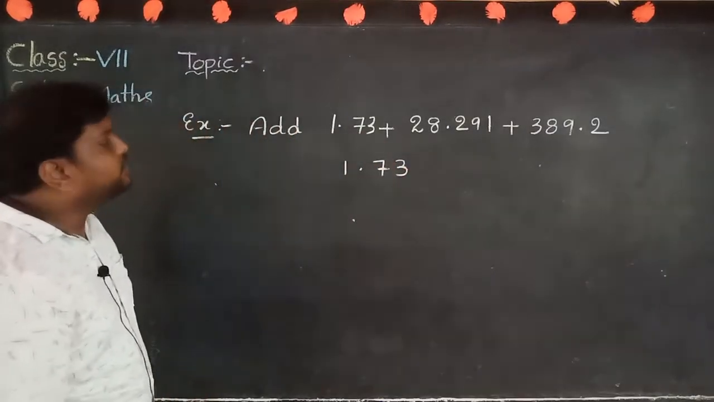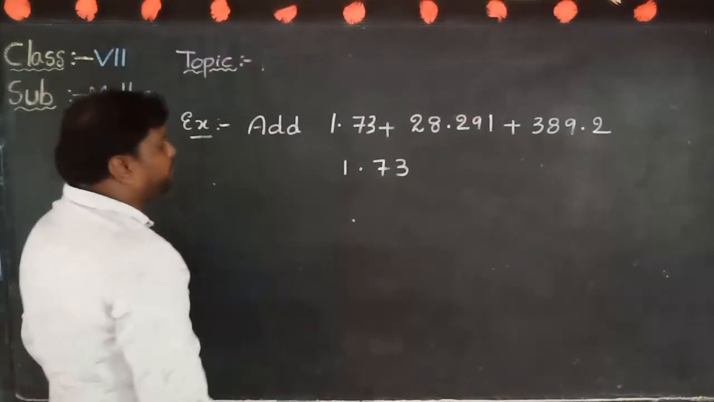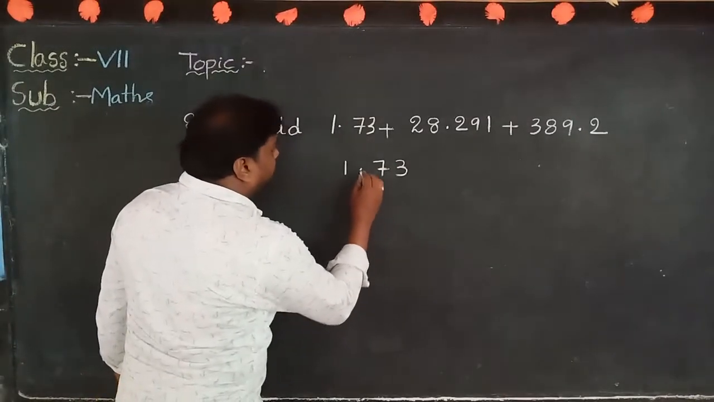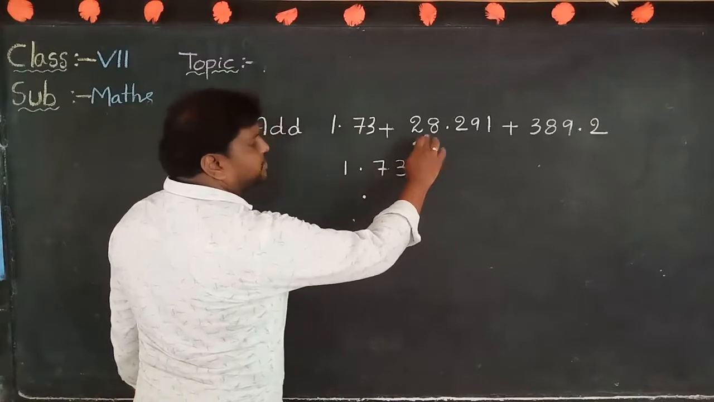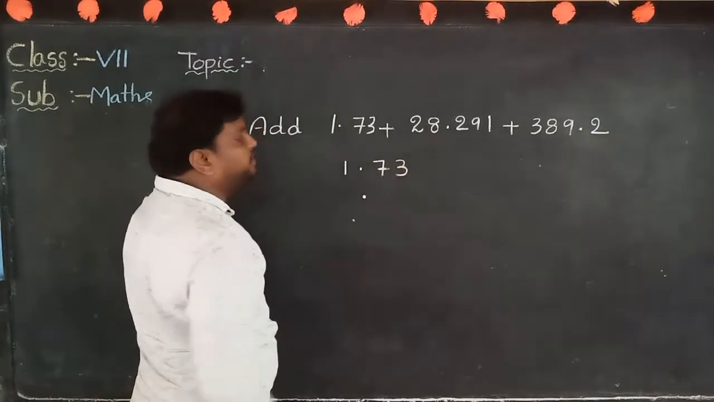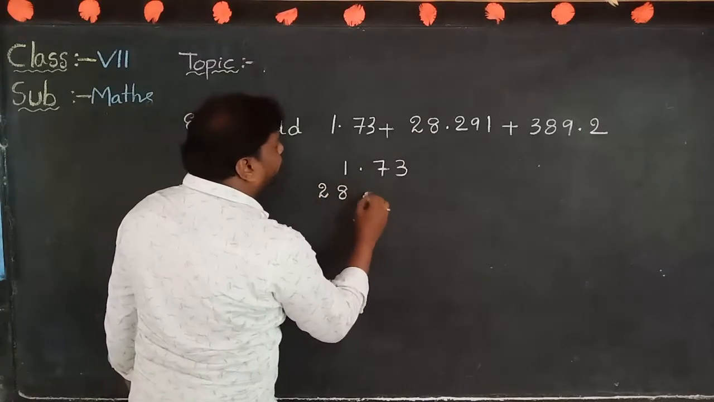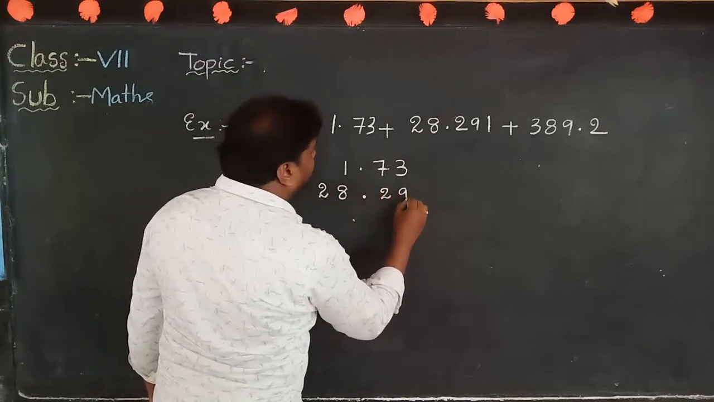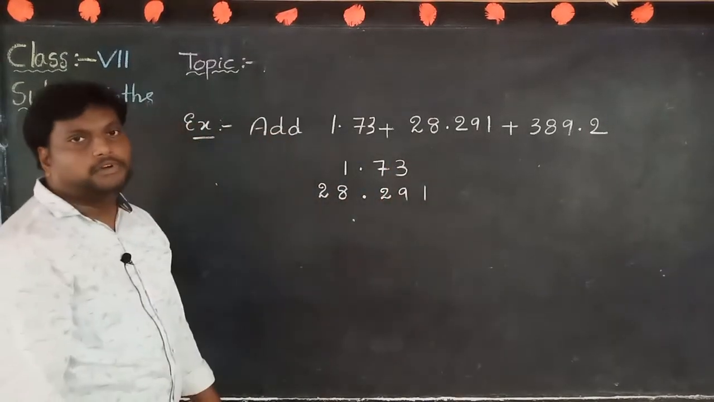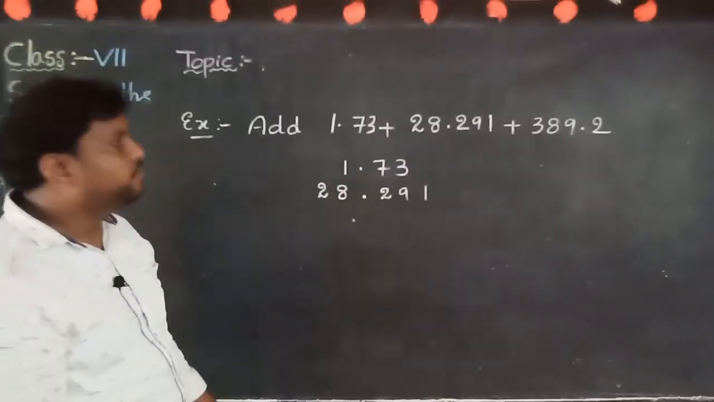The first one is 1.73. Next one, 28.291. Here, before the point, how many digits are there? Two digits. Then 28.291.